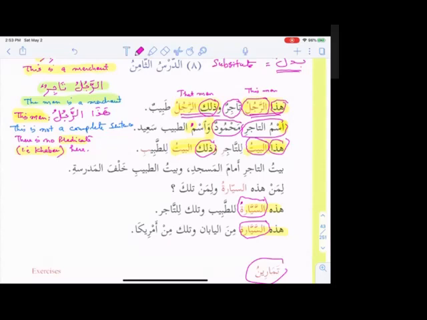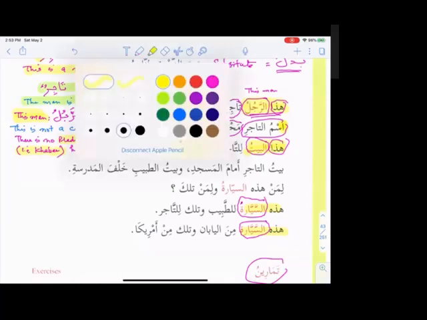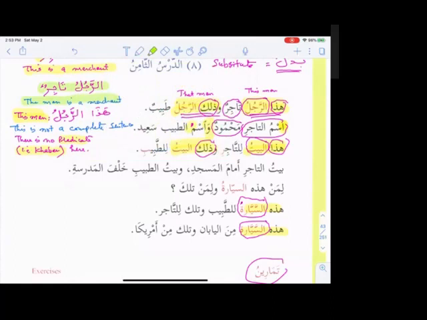Now we come here. هذا البيت للتاجر. للتاجر. My brothers and sisters, where is your... I break it down. هذا, of course, is mubtada. Al-baytu. Now you should be able to say badal.